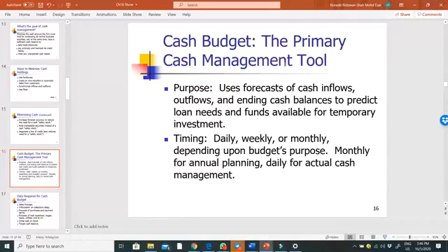All right, cash budget, the primary tool for cash management. The purpose of cash budget is to use forecasts of cash inflows and outflows and ending cash balance to predict whether you need to have loans and whether you have more funds that are idle, not being invested, that can be invested in short-term, temporary money market instruments. Timing can be daily, weekly, or monthly, depending upon the budget purposes: monthly for annual planning, daily for actual cash management.